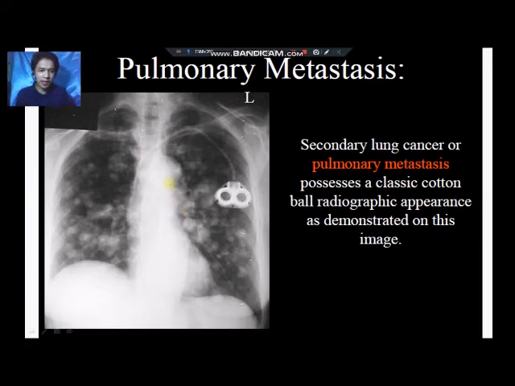So pulmonary metastasis as demonstrated in plain radiography. Secondary lung cancer or pulmonary metastasis possesses a classic cotton ball appearance. You are familiar with cotton balls. It possesses a classic cotton ball radiographic appearance as demonstrated on the image.